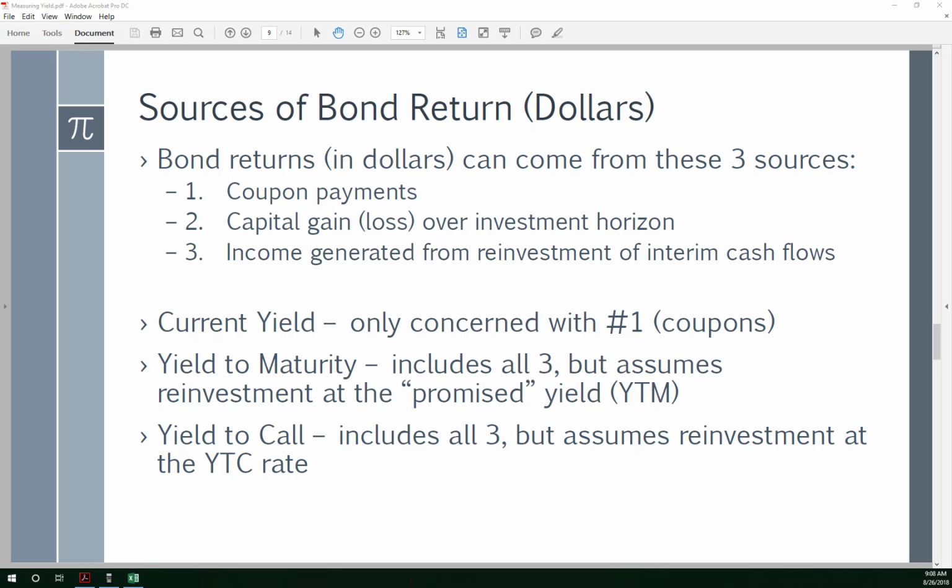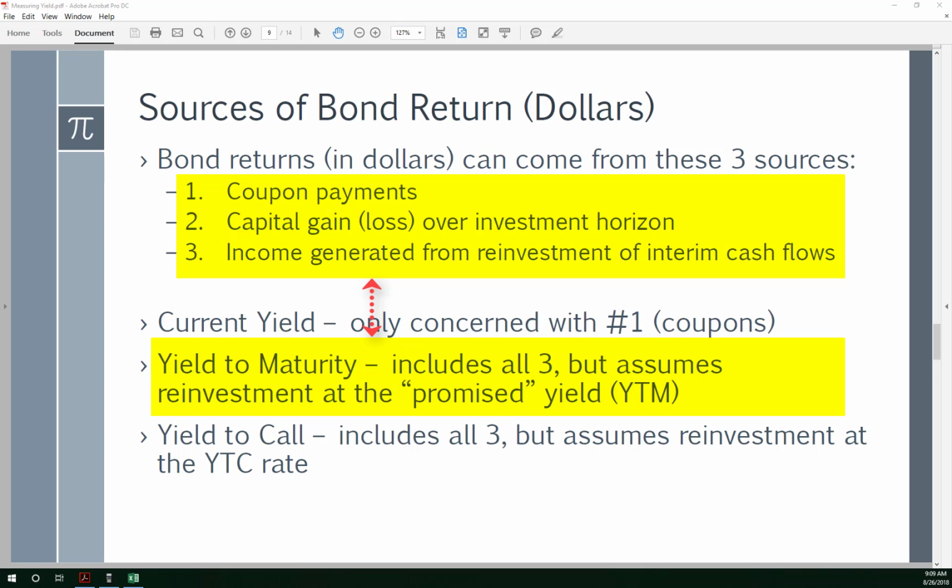So current yield, we've already looked at this, is only concerned with the first portion of returns, the first source of returns, the coupon payments. Remember, the current yield is simply the coupon payments over the current price of the bond, so that current yield measure is just looking at the first one.